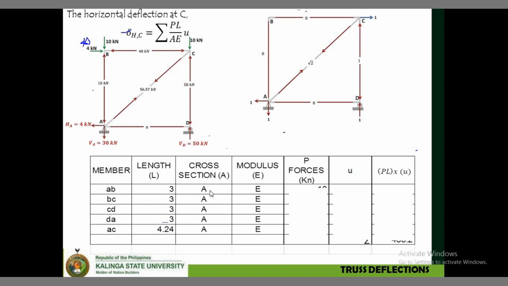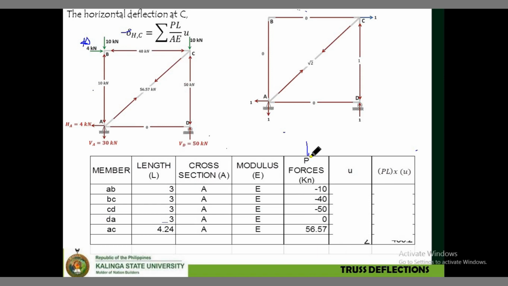Now, the cross-sectional area. The cross-sectional area is given in this problem, which is equal to 1,300 millimeters squared. Now, bakit ko sinulat yung A? Kasi pare-pareho naman yung kanilang areas, kaya diniretso ko ng A. Okay lang din. Kay modulus of elasticity naman na E, constant din naman siya, kaya sinulat ko na lang na E. Yan. Then, ano tong P? Ano tong column P forces na to? So, itong P na to, yan.